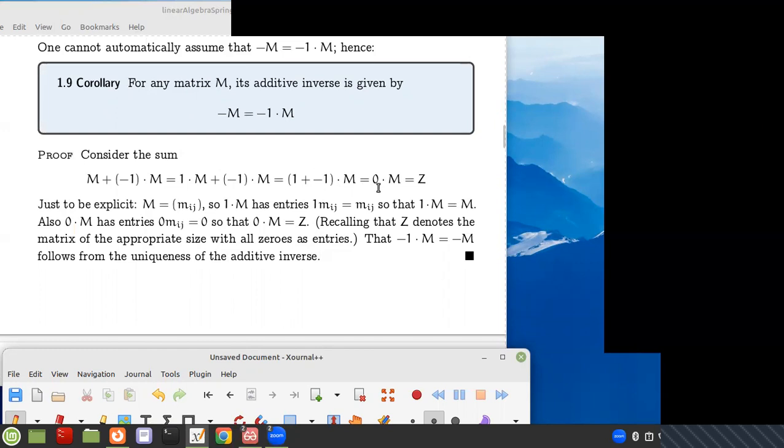Then 1 plus minus 1 is 0, and 0 times a matrix is going to equal the 0 matrix, because this is going to multiply every entry. So then you see this equals 0, but the inverse is unique, so the matrix M plus this thing is going to equal 0. So therefore, this is the additive inverse.